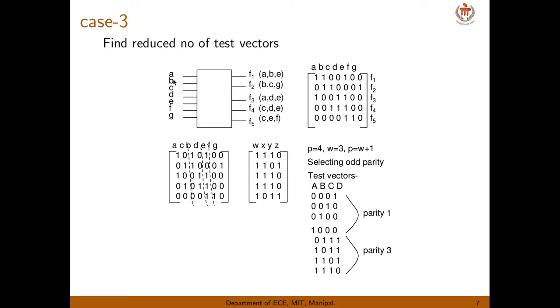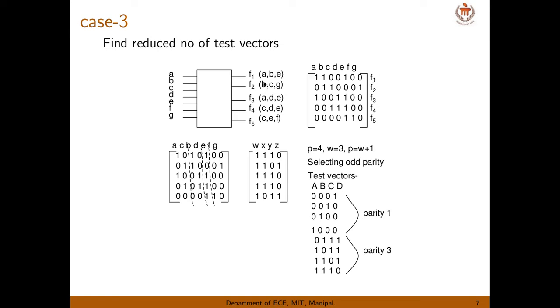In this, it has A, B, C, D, E, F, G inputs and 5 outputs, and each output is a function of some of these inputs, like A, B, E, and B, C, G. So first we have to write a dependence matrix. In that, you write inputs as column variables, that is A, B, C, D, E, and outputs as row variables.